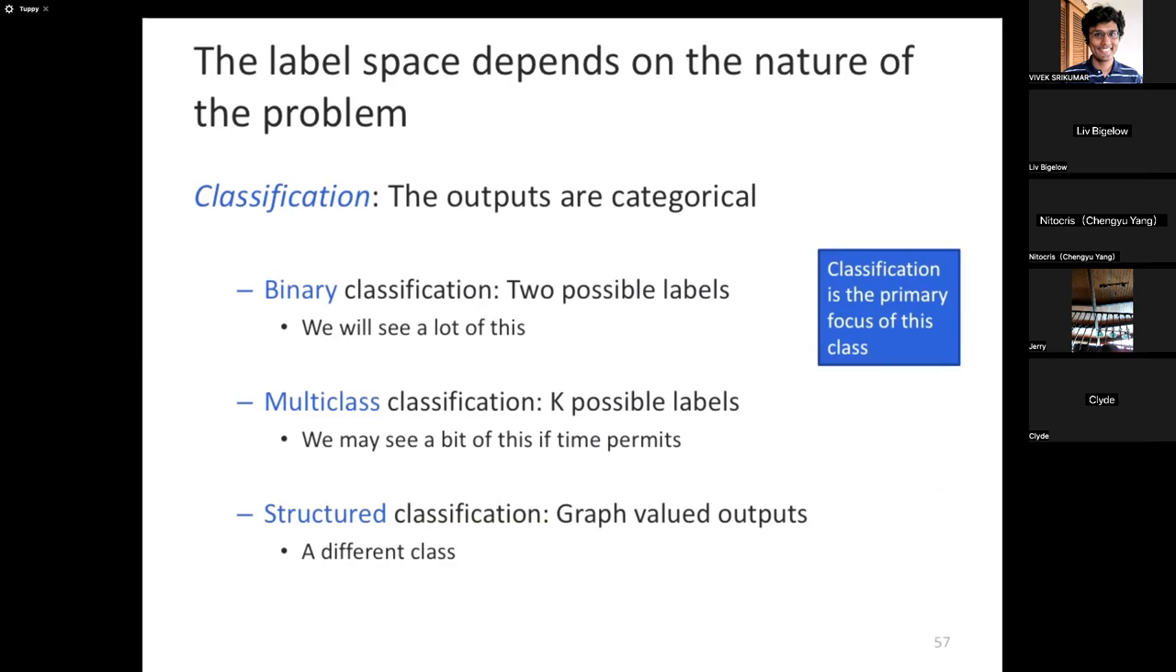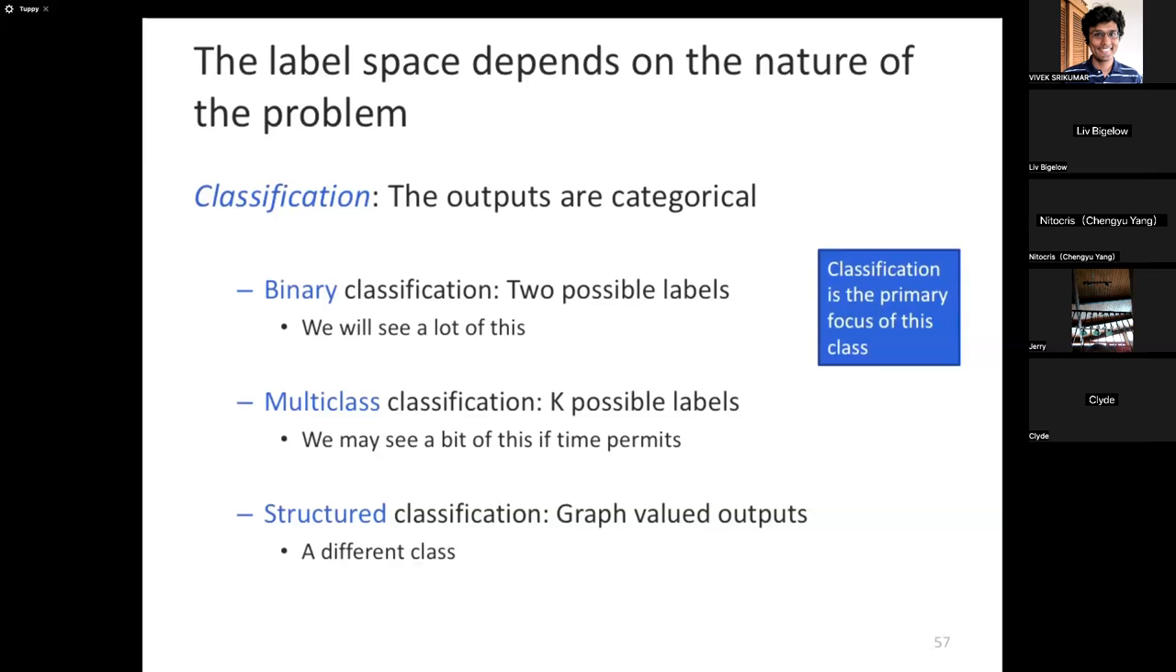We will definitely spend a lot of time on binary classification because many of the ideas that develop in machine learning seem to first start off in binary classification, and there are standard generalizations to other things. So we'll spend a lot of time talking about binary classification. If time permits, we'll talk about multi-class classification. But the output can be categorical, but also infinitely large, with graph valued outputs possibly, or structured outputs. That's called structured prediction, a different class that I sometimes teach.